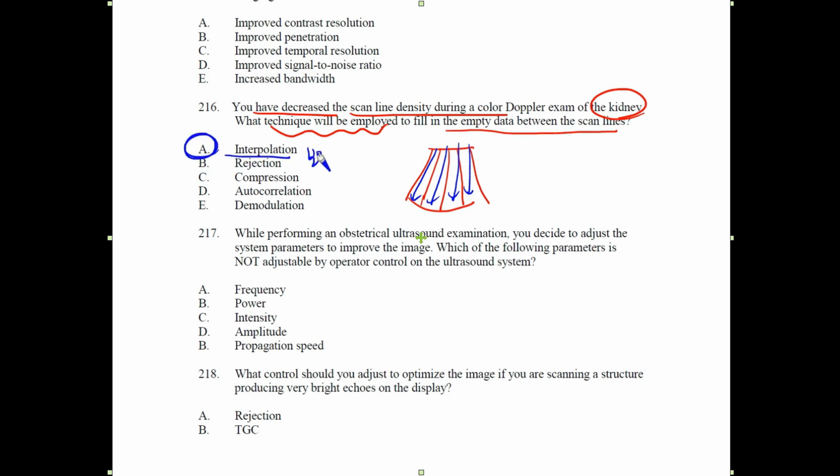In Korean, this technique is called interpolation. If you are ever asked to identify which specific imaging technique is required to effectively increase scan line density, or to fill in those empty spaces between lines, you should definitely select option A as your final answer.